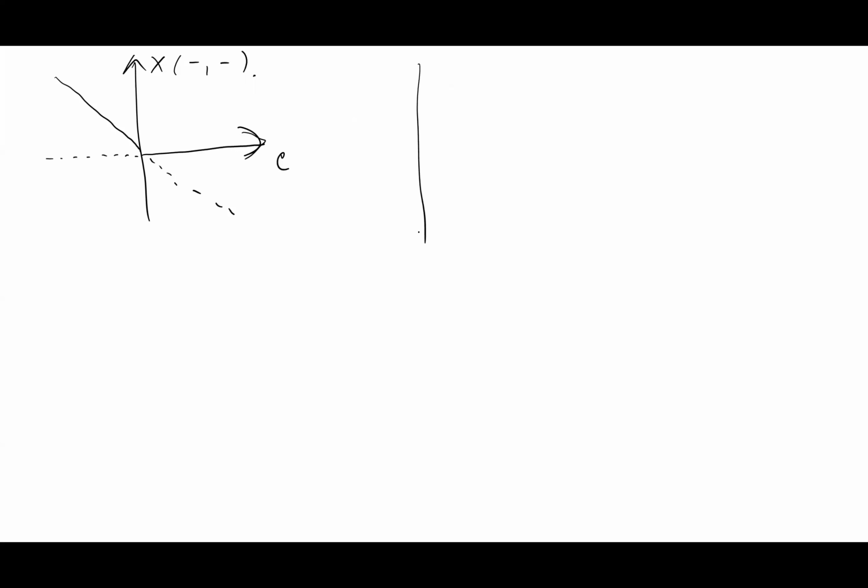Next case is when we have, say, plus minus. If we have plus minus, then x equal to 0 is unstable when c is negative and stable when c is positive. And x equal to c is stable here and unstable here.